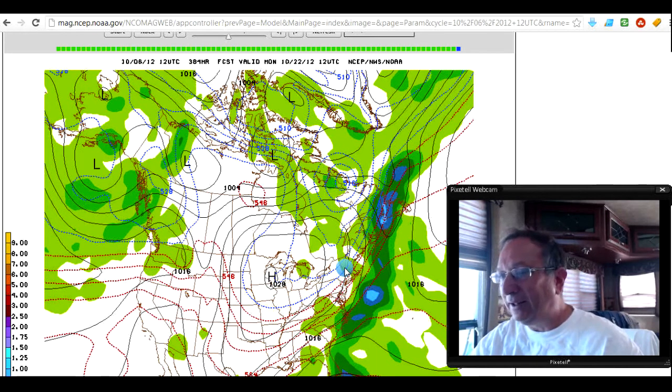And looking at the final panel, 384 hours out, looks like a fairly benign pattern with a polar air mass over the upper Midwest, cool air there, somewhat milder in the east, and fairly mild in the mountainous west.